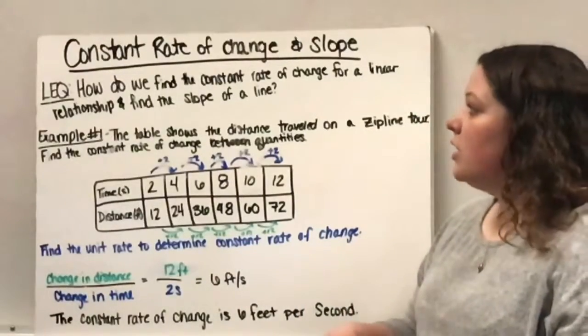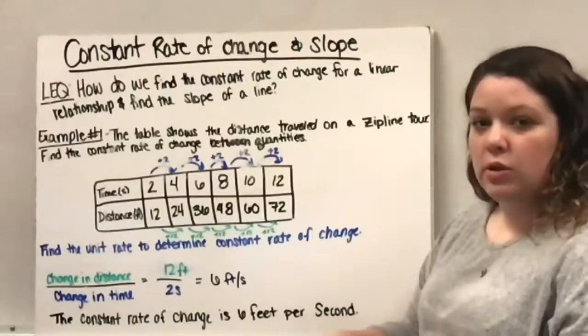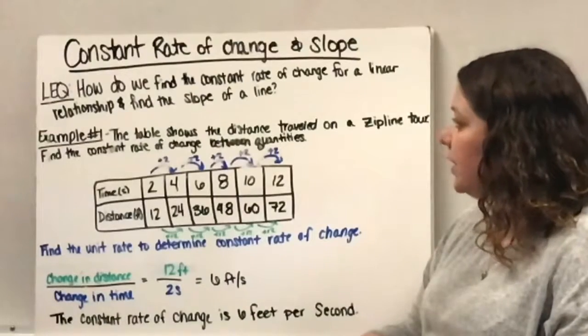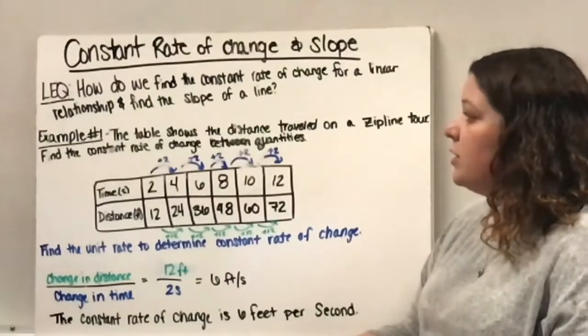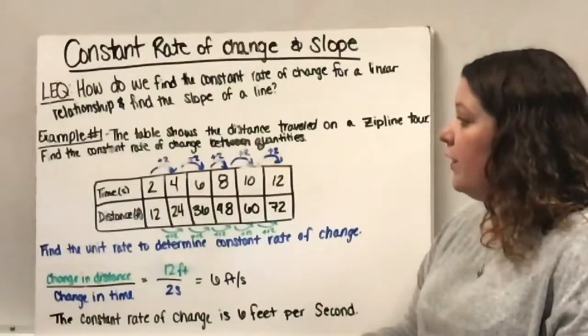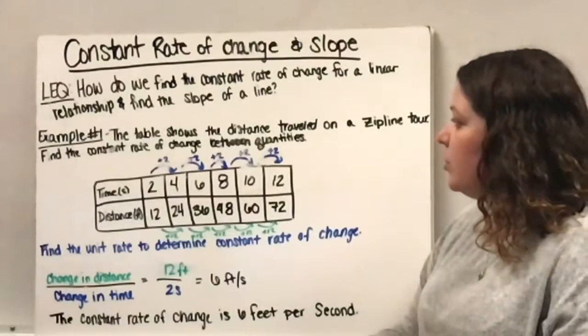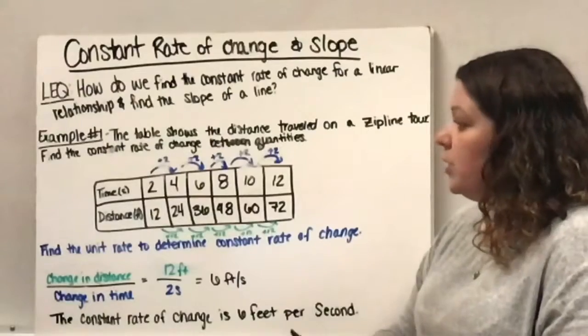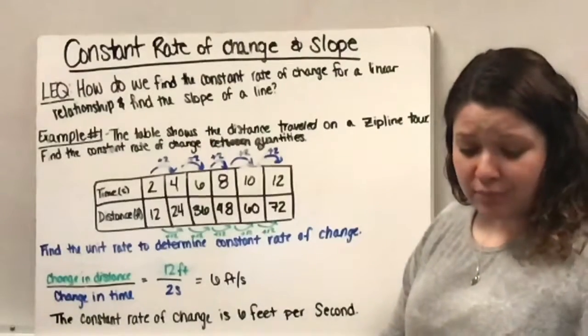Alright guys, so this is a section on constant rate of change and slope. Our LAQ for today is how do we find the constant rate of change for a linear relationship and find the slope of a line. So we're going to first start off here with example 1. It says the table shows the distance traveled on a zipline tour. Find the constant rate of change between the quantities.